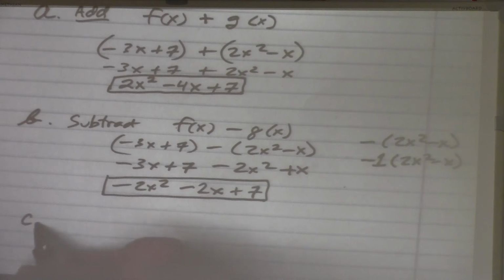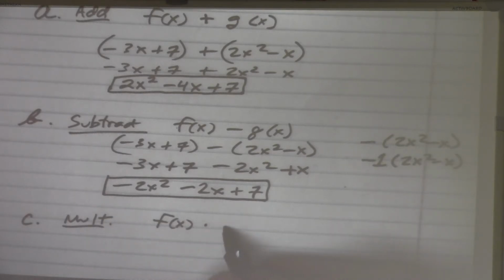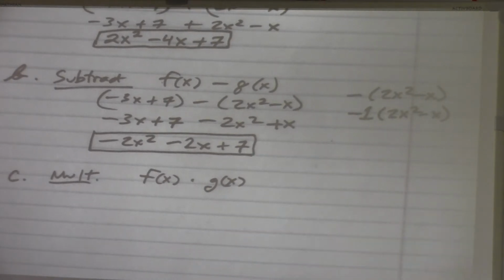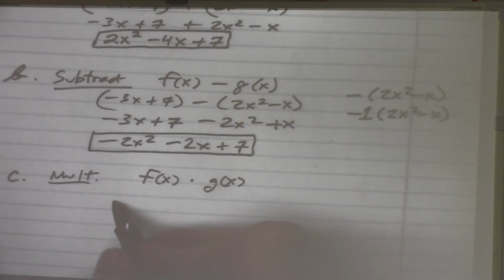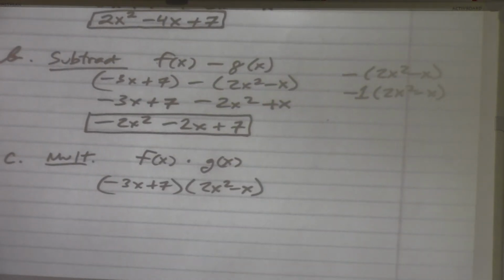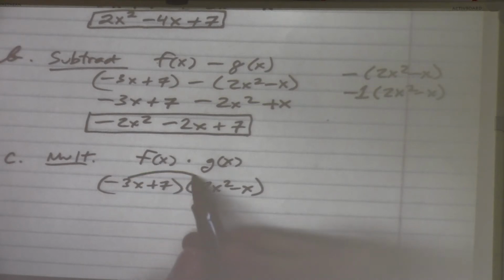And then let's multiply them. So now we will multiply. We will do function f of x times the function g of x. So we're going to do negative 3x plus 7 times 2x squared minus x. This just becomes the FOIL method, or think of it as multiplying with any binomials. So it'll be this one times that one.